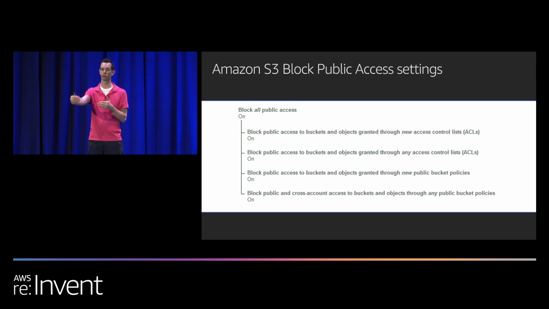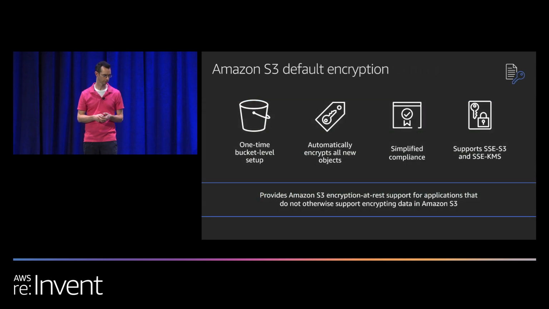So if somebody tries to upload a new policy, it contains some public access, it'll block that at that stage. And then the fourth one is then going to block any public access granted through existing bucket policies. So you've got the flexibility to choose what you need here, but for a lot of customers, we find that enabling all of these settings is usually the right configuration.